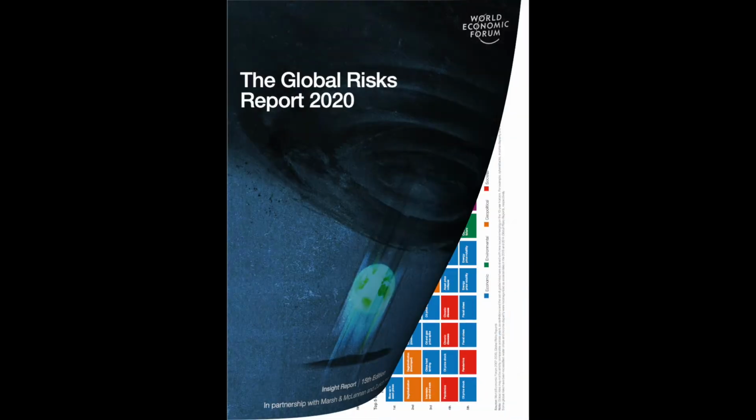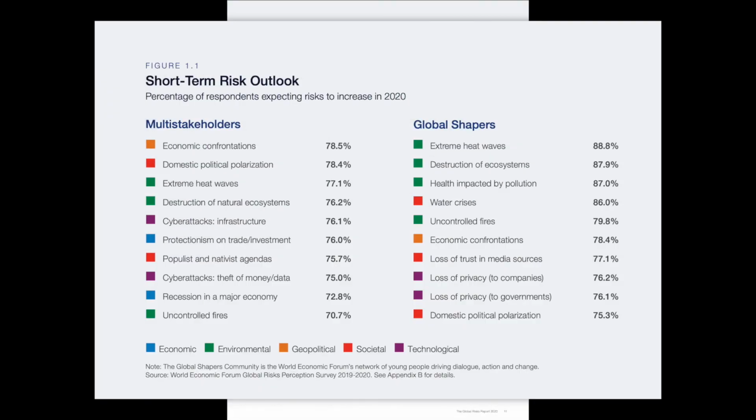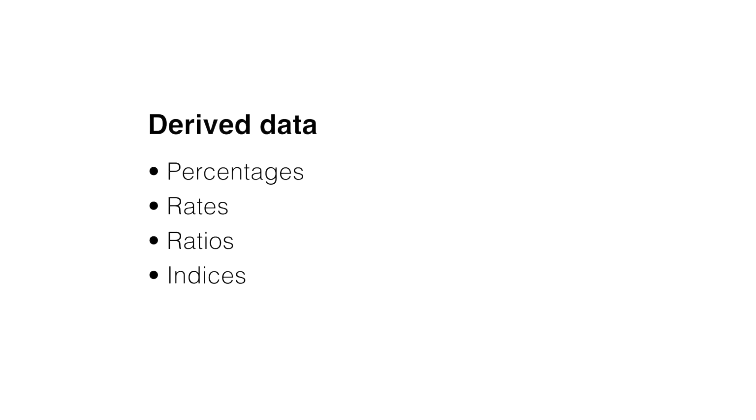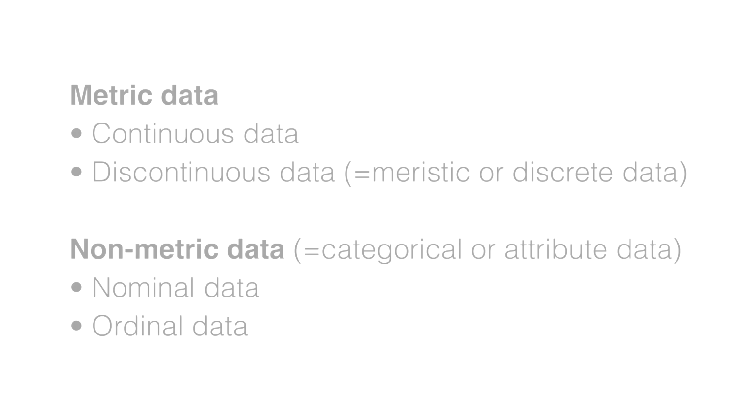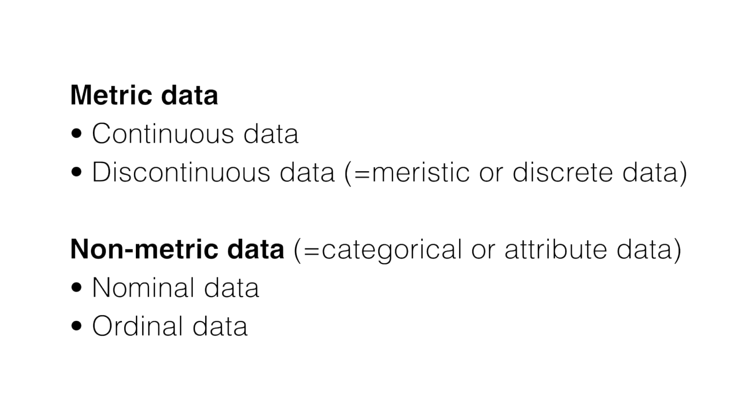When presenting the findings of a study, people often don't show the original data that were measured, but they create so-called derived data. Derived data can be percentages, rates, ratios, indices, and other types of data. Derived data have some advantages, but also some drawbacks. For example, often data type changes, but that will be discussed in the next video. So this is all there is to know about data type.